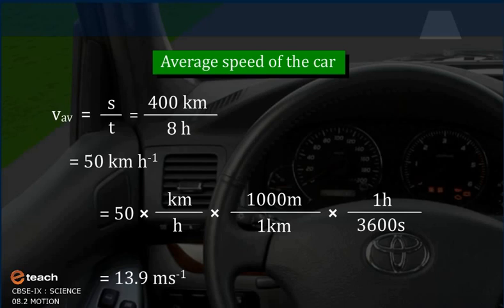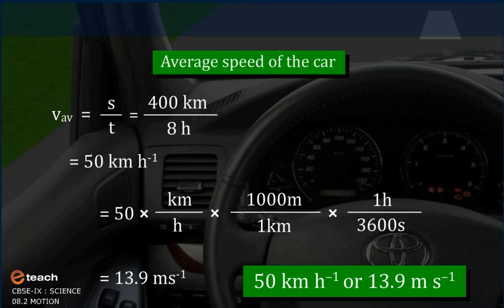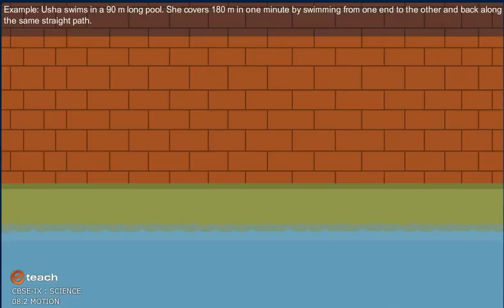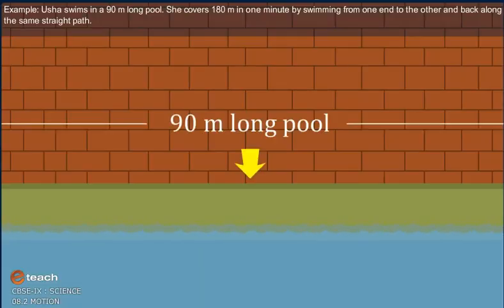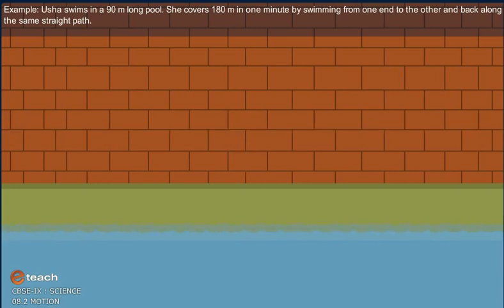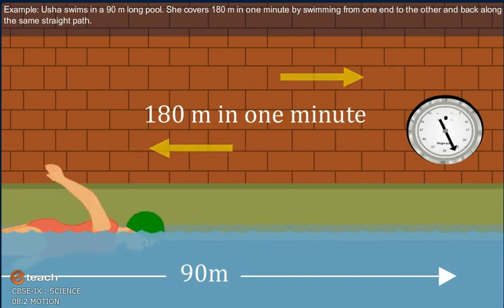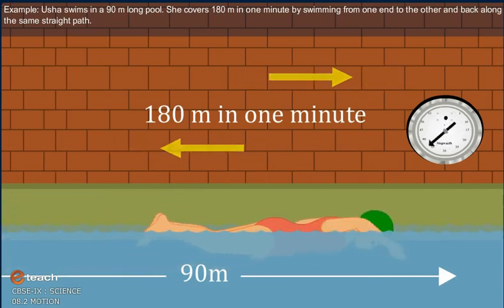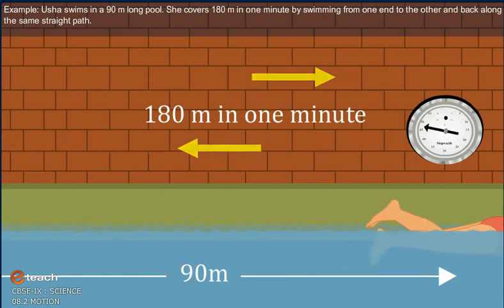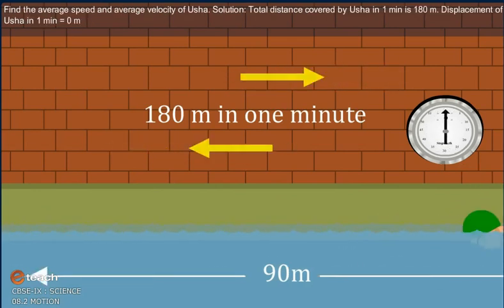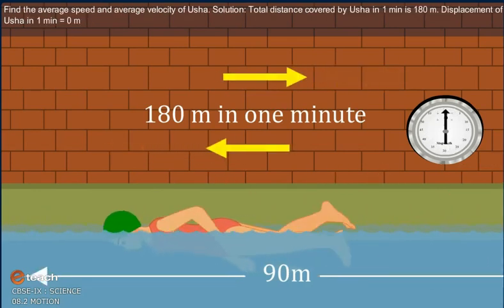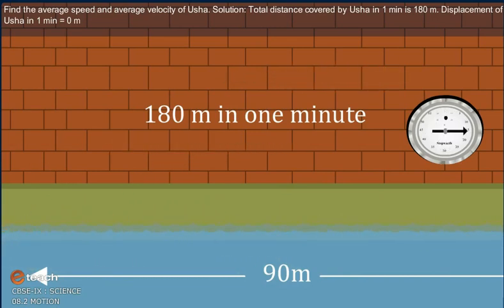The average speed of the car is 50 km per hour or 13.9 meter per second. Example: Usha swims in a 90-meter long pool. She covers 180 meters in 1 minute by swimming from one end to the other and back along the same straight path. Find the average speed and average velocity of Usha.